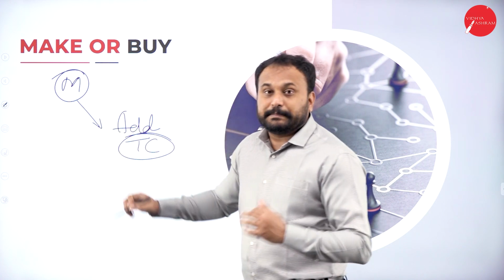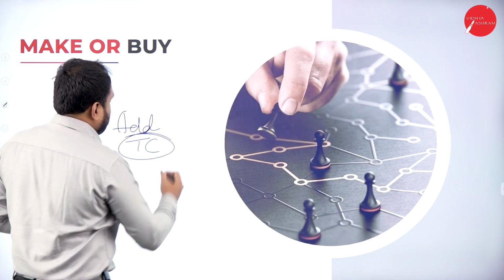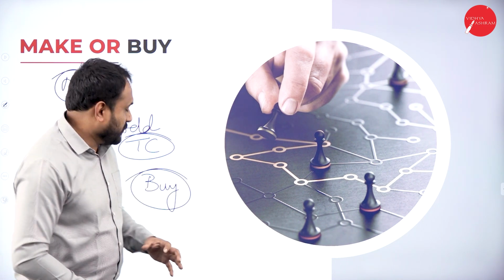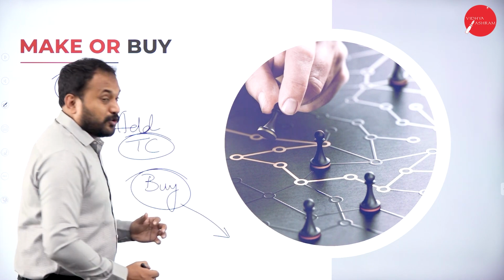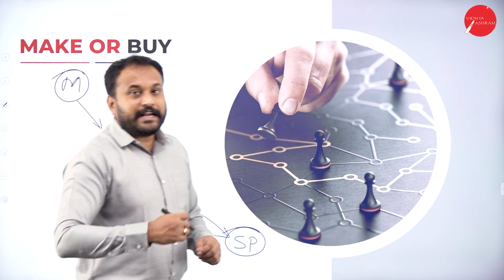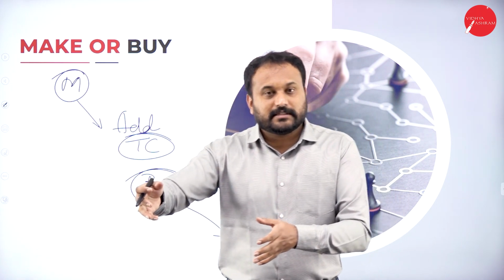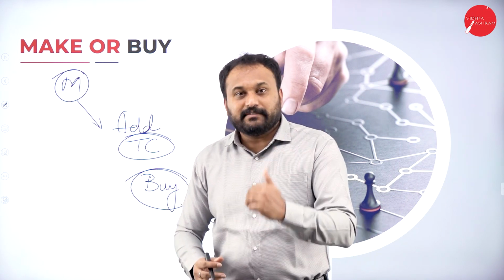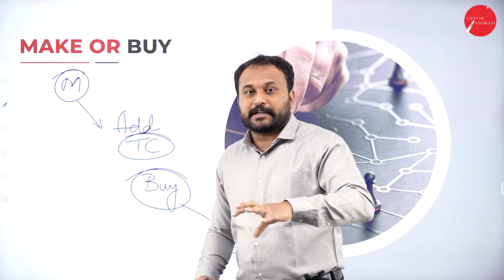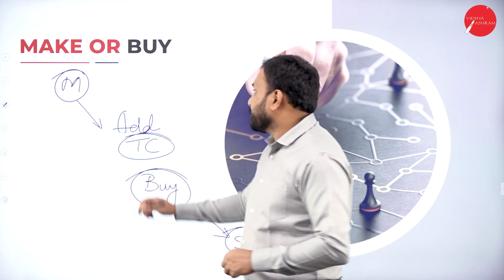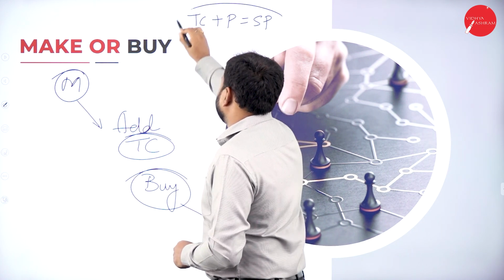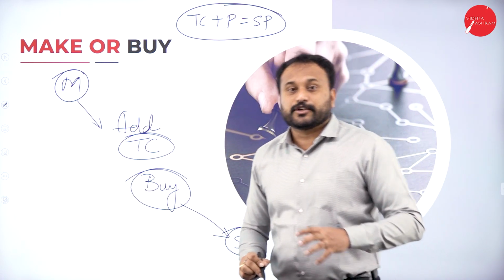But whereas when you go with a buy decision, that is, you will go with a buying concept. Now the formula, the equation for this is what? You will not buy for the total cost, you will buy for the selling price. What is it? Selling price. So whenever somebody is giving you a product, that is, you are procuring the product, he will go with the selling price. And when you make a product, you will not go with selling price, you will go with total cost. Say for example, total cost plus profit is equal to selling price. We know this formula.